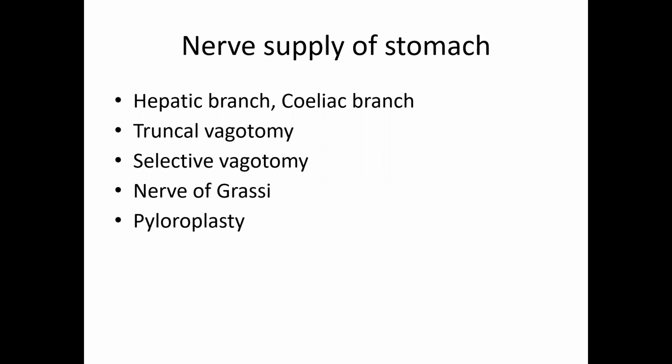So we said, whether you do a truncal vagotomy or a selective vagotomy, the pylorus goes into spasm. So you have to cut the pyloric sphincter and suture it again so as to allow the gastric contents to empty. This is a surgery which is called pyloroplasty.